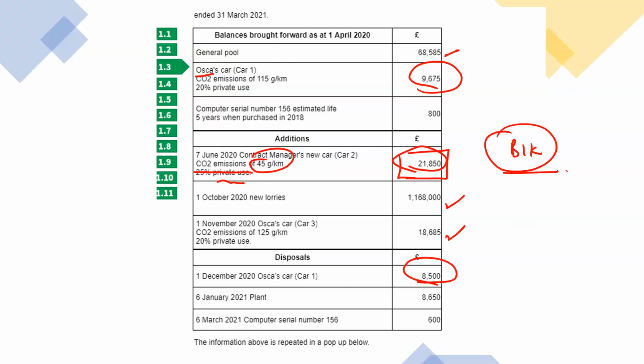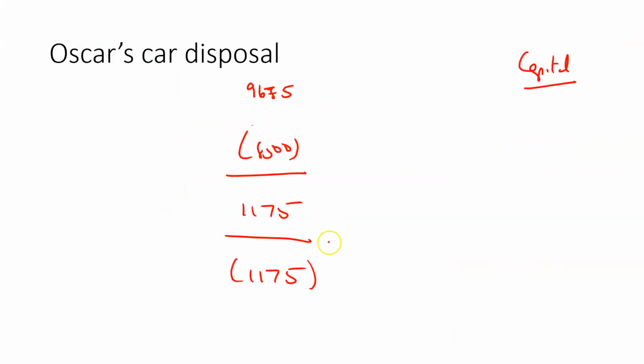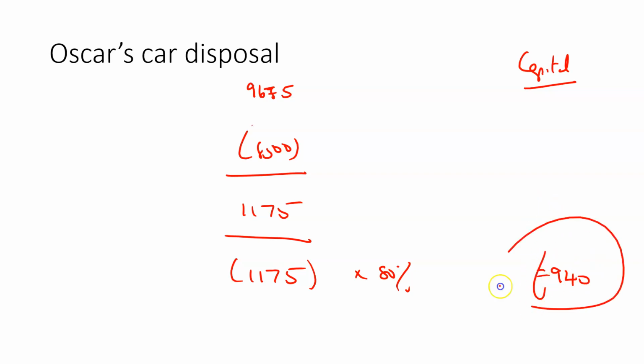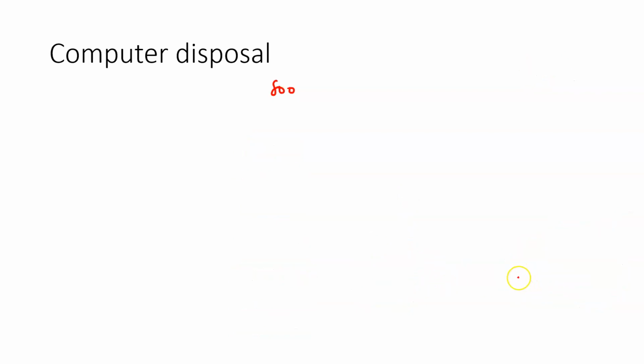There is a percentage usage for Oscar, and it says here for this car there's 20% private use, so only 80% of this will be allowed as a capital allowance. Only 80% of that 1175, and therefore that's 940. So the capital allowance we're going to be able to use for the car is 940, because there is private use of 20%, so only the business element can be included within capital allowance.